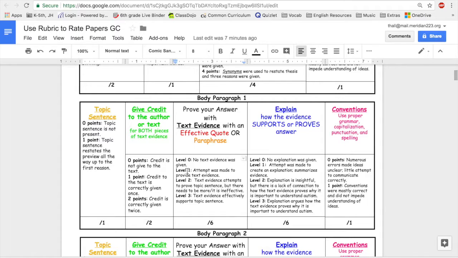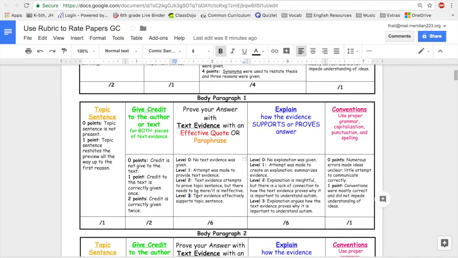So you're looking at each piece of text evidence and asking yourself: Level 1 means they tried to provide text evidence, but it really doesn't prove the reason for their topic sentence. Level 2, they gave a decent amount of text evidence and it somewhat proves a reason in the topic sentence, but it doesn't really prove the reason. Level 3, the text evidence actually does prove the reason in the topic sentence, and there's enough evidence there to sufficiently prove the reason.